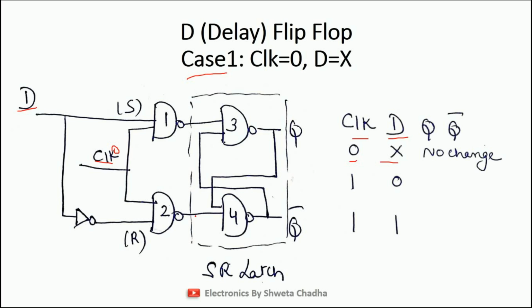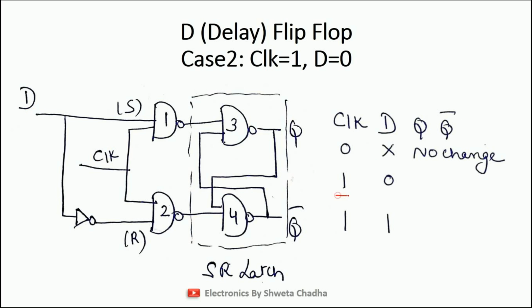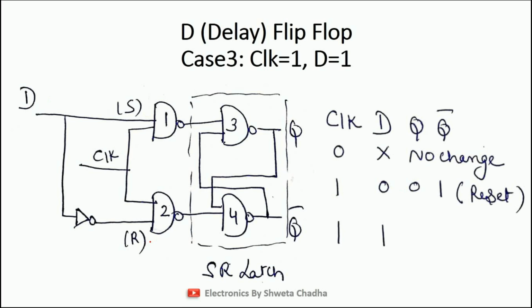Next case, now we have started providing the clock signal. So now clock is 1 and D is 0. Students, when D is 0, D is directly equal to S, so S will also become equal to 0. On the other hand, when D is 0, here we have a NOT gate, so R becomes equal to 1. For S is 0, R is 1, in the truth table of SR flip-flop which I have just discussed, the output is 0, 1. That is reset condition.